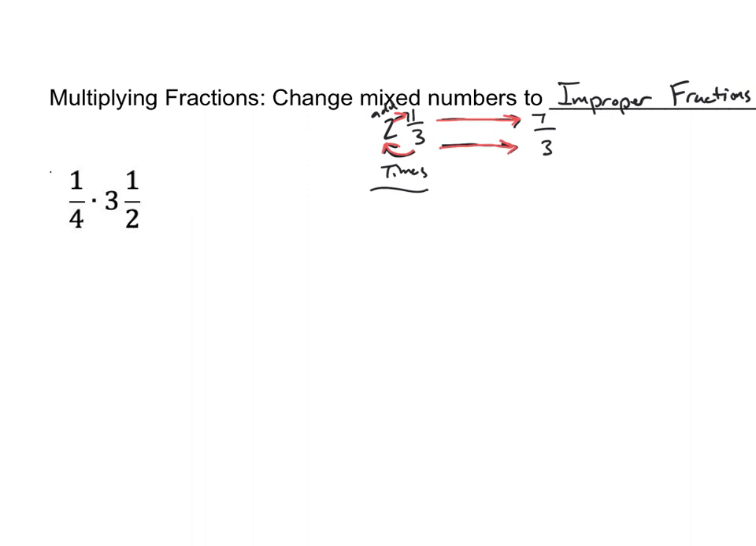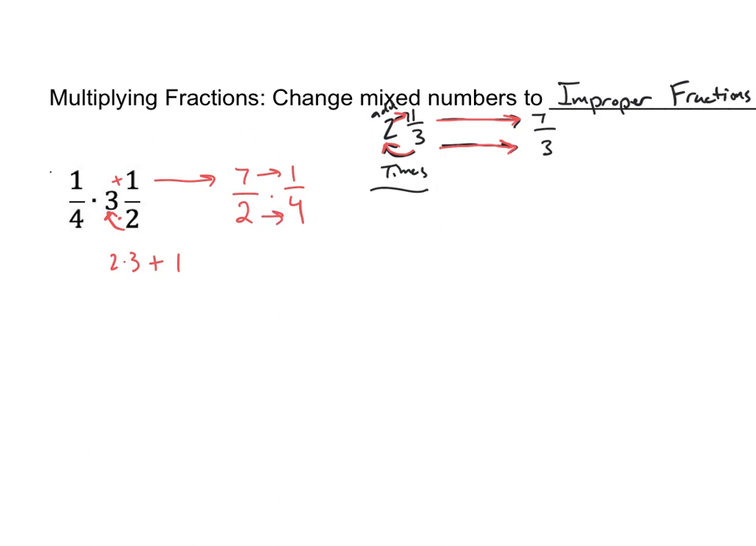So again, now we're going to do that same thing to our numbers here. So we're going to do 2 times 3, and then we're going to add the 1, right? So 2 times 3 gives us 6, plus 1 gives us 7. That 7 is the top number, and that 2 will stay the same. Okay, then we're going to bring over the 1/4, and now again with multiplying, we can just multiply straight across.